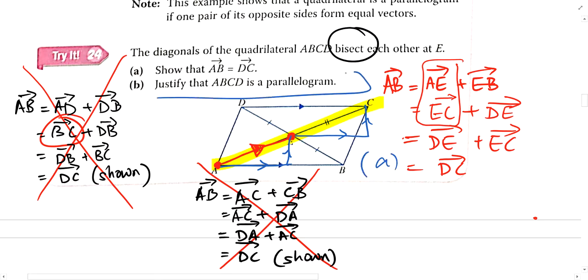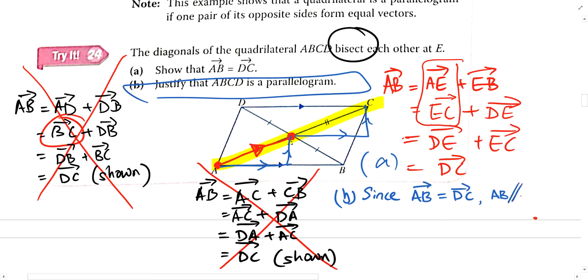Then justify that it is a parallelogram. How do you justify it's a parallelogram? I would like you to copy this down. Since, what do we have? AB equals to DC. Since these two vectors are equal, then AB parallel to DC.